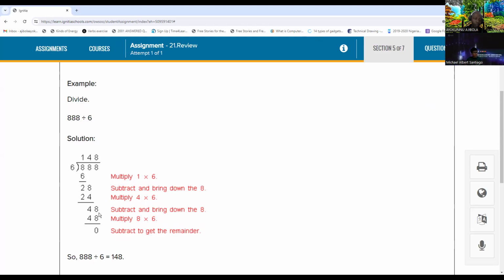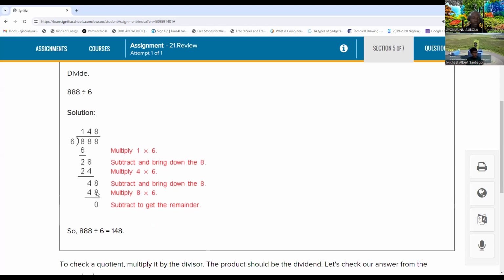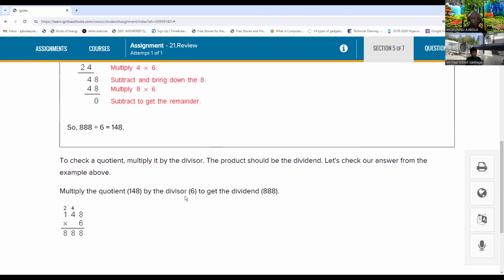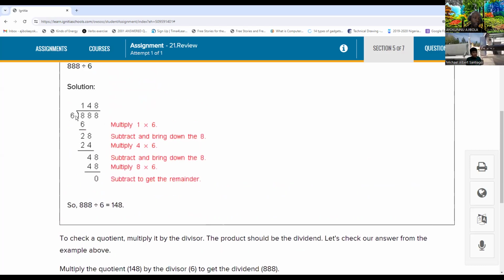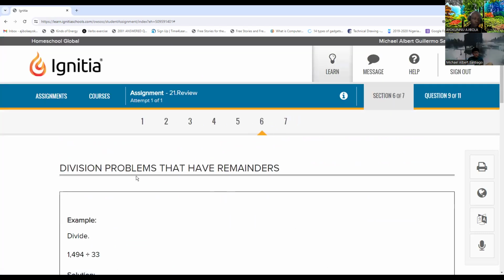6 in 48 is 8. 8 times 6 is what? 48. Then 48 minus 48 gives what, Miggy? 0. That means our remainder is 0. There is no remainder, and our quotient is 148. Is that clear? Okay. Now, if we multiply the divisor by the quotient, we are going to get our dividend. Okay? Okay. Now, let's go to the next section.